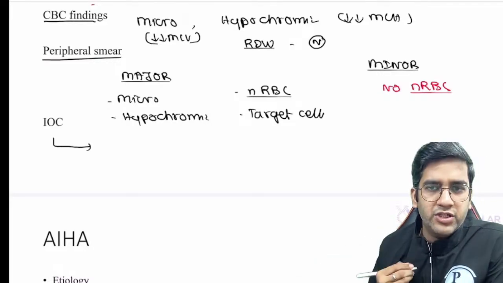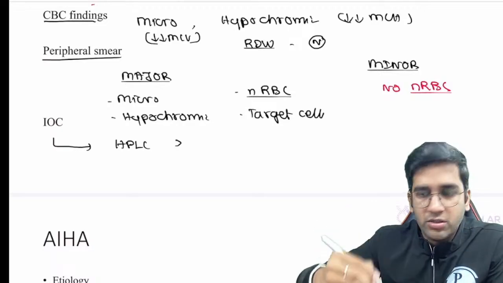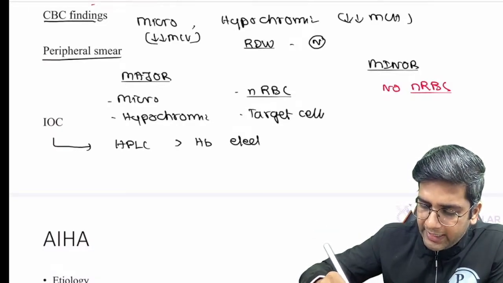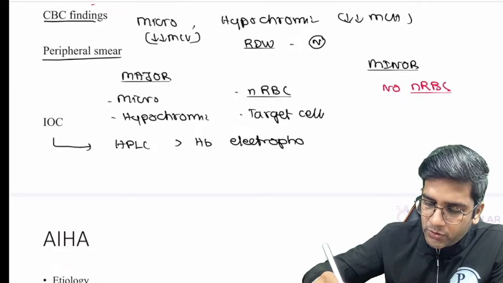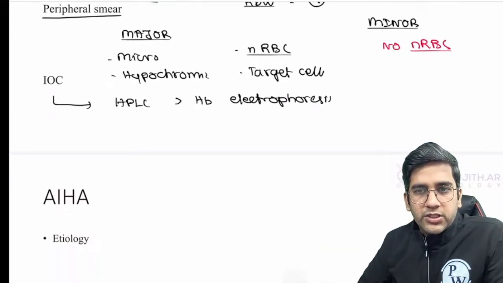Obviously, you can go to the investigation of choice. What's the investigation of choice? Same thing as your sickle cell anemia, HPLC or hemoglobin electrophoresis, right? That's how you diagnose your thalassemias. Fine. Okay, that's how it is.